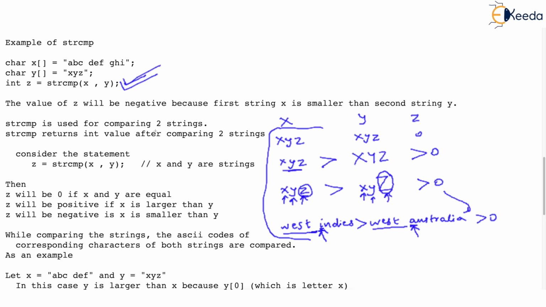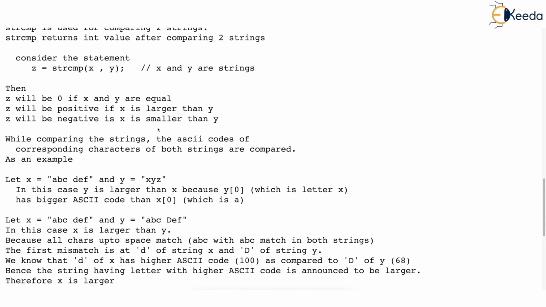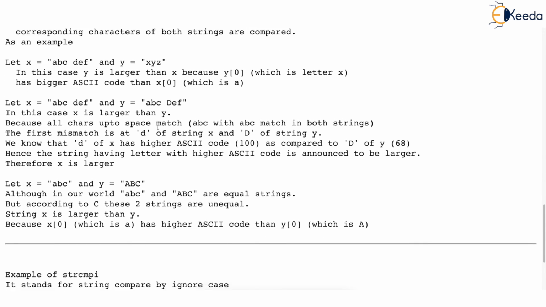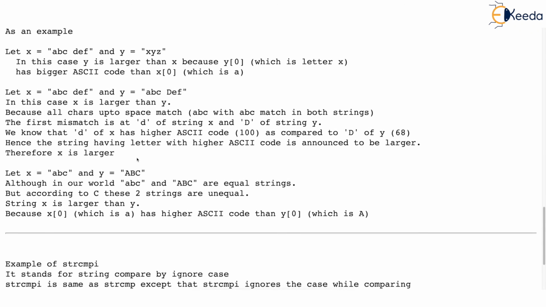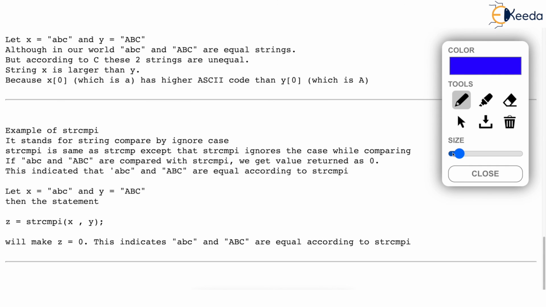Okay, so you can pause the video and you can read these notes which have been given, and in detail I have explained how small abc is compared with capital ABC using strcmp, or how this abc space def is compared with abc space capital DEF. You can check. Okay, now coming to the last function, strcmpi in the series.